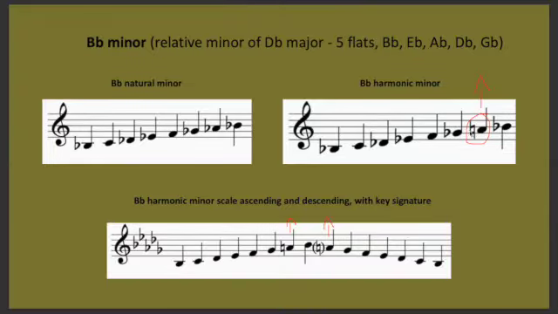Now in this case, I technically could not have written in that natural sign, I just did this to make it very clear, because obviously if we don't have an accidental in front of a note, we presume that it is a natural. Here is the B flat harmonic minor scale ascending and descending with the key signature, so it really helps you to see the raised 7th very clearly.